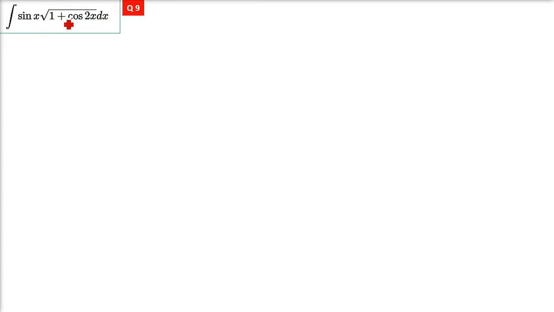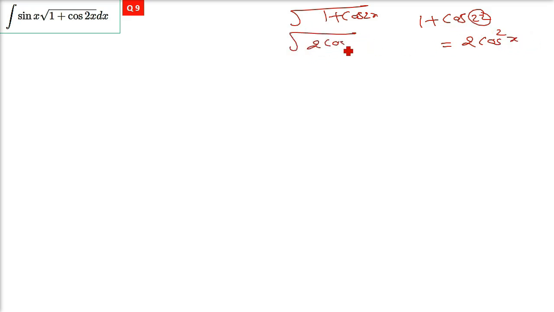Next one is sin x under root 1 plus cos 2x. The first thing is 1 plus cos 2x. What is 1 plus cos 2x? What is 1 minus cos 2x? We have discussed it already. Tell me. It's 2 cos square 2x by 2, that is 2 cos square x it will be. 1 minus cos 2x is 2 sin square x. So under root 2 cos square x, under root 2 will remain like this. And under root cos square x will be cos x.